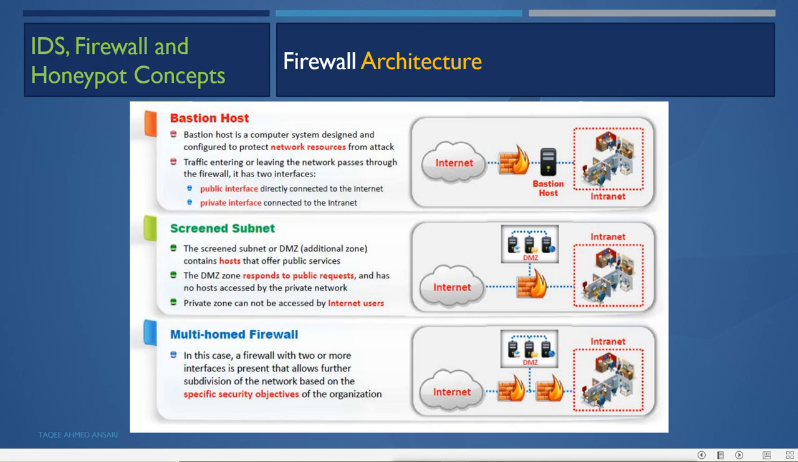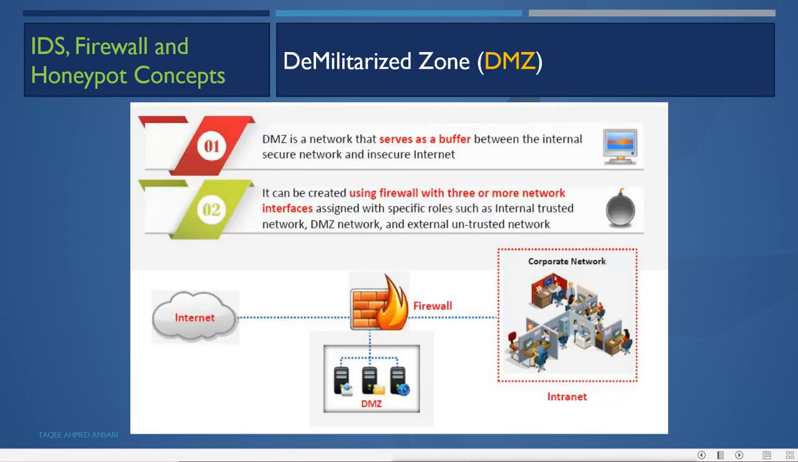And these are the firewall architectures. So what is DMZ zone? It is also called demilitarized zone, DMZ zone, and it is a network that serves as a buffer between the internal secure network and the insecure internet. So basically it provides the buffer between the internet and intranet, our internal network and the external network, that is internet.